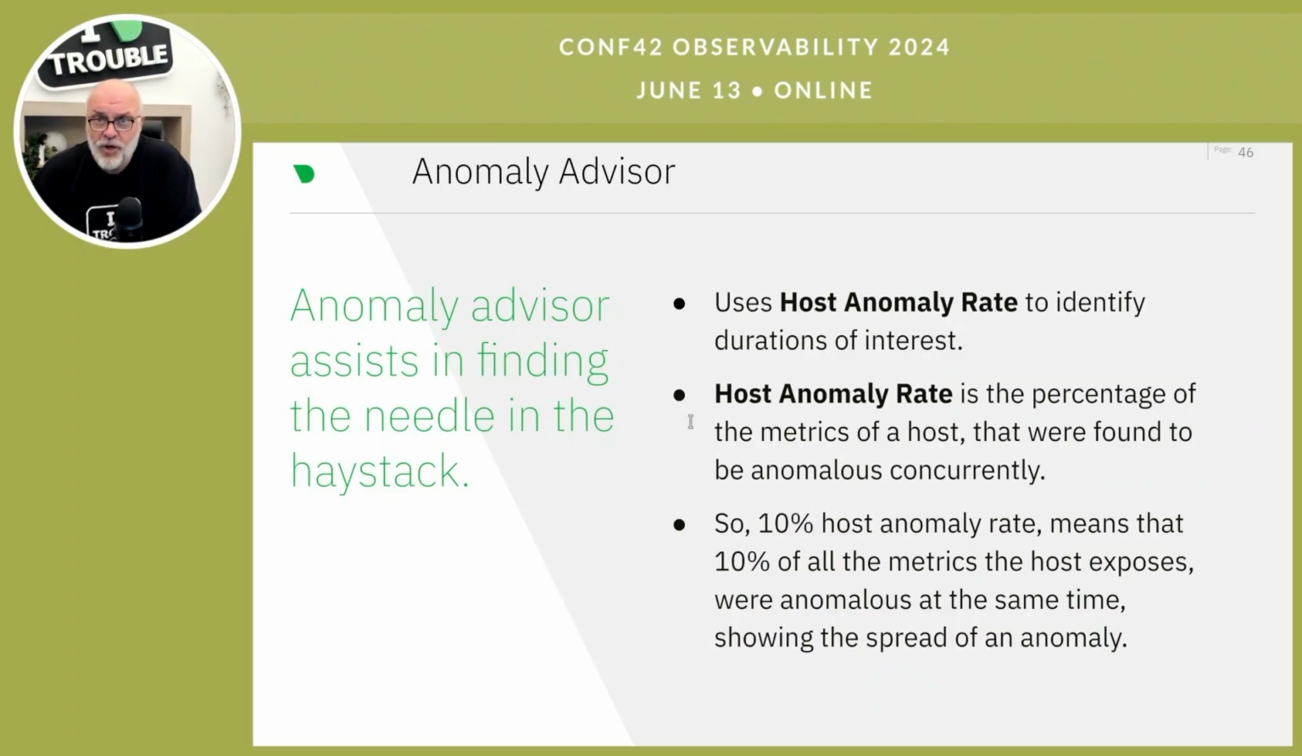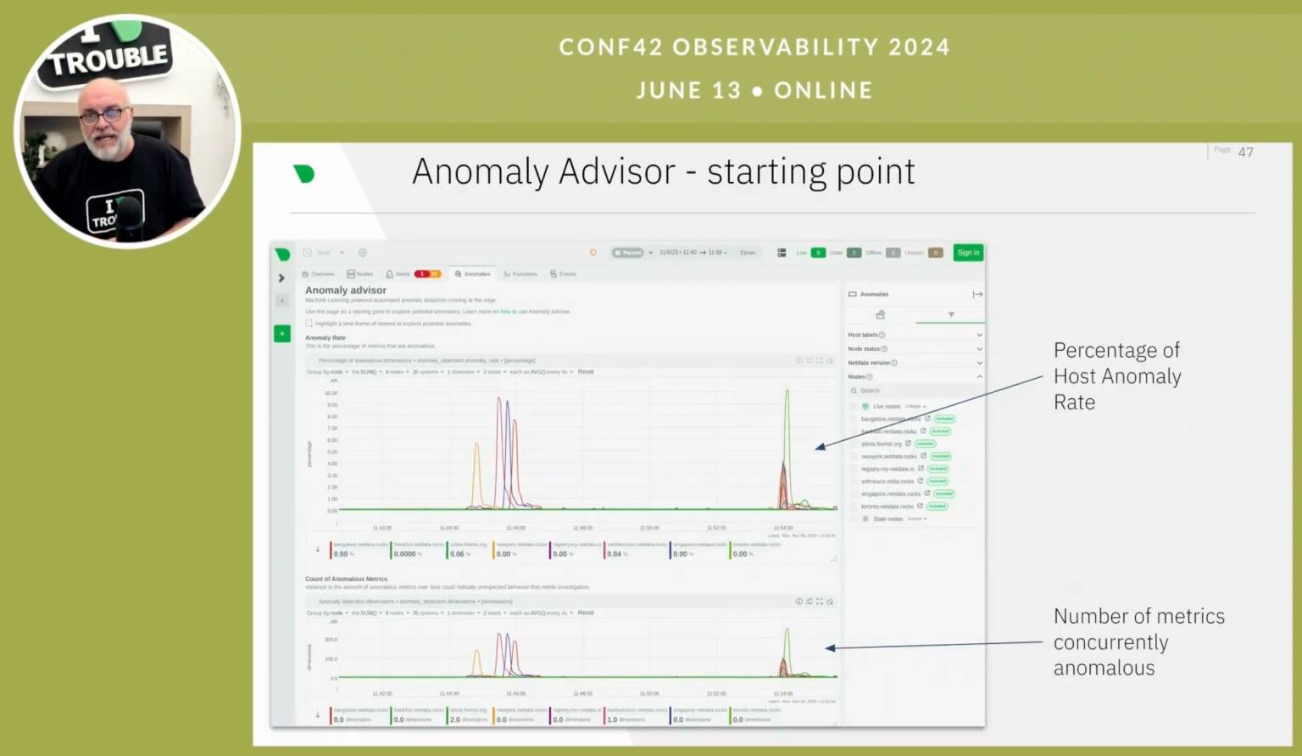The host anomaly rate is the number of metrics in a host that are anomalous concurrently. So a 10% host anomaly rate means that 10% of the total number of metrics are anomalous concurrently. And what we do then is that this host anomaly rate, we visualize it in a chart like this.